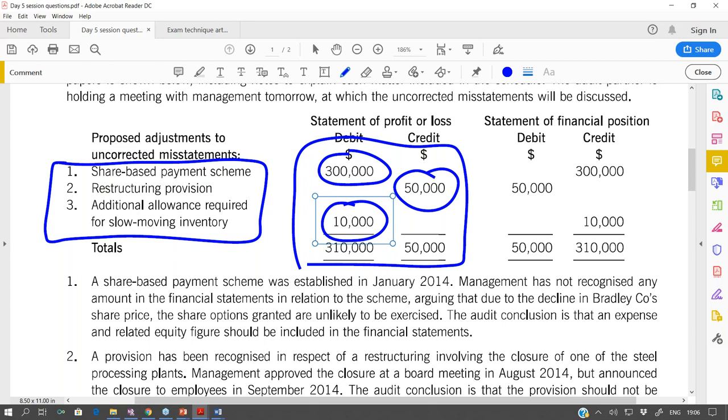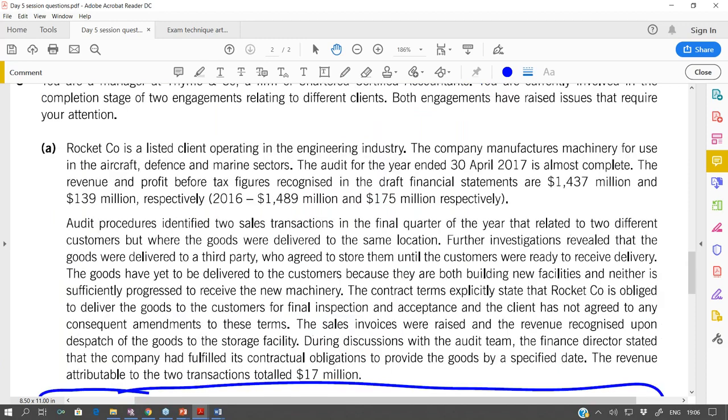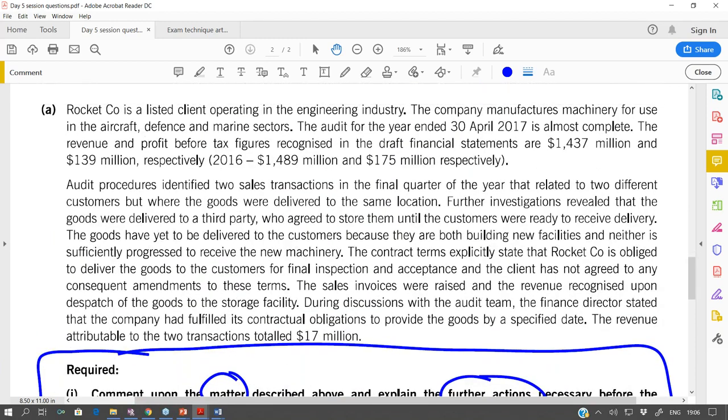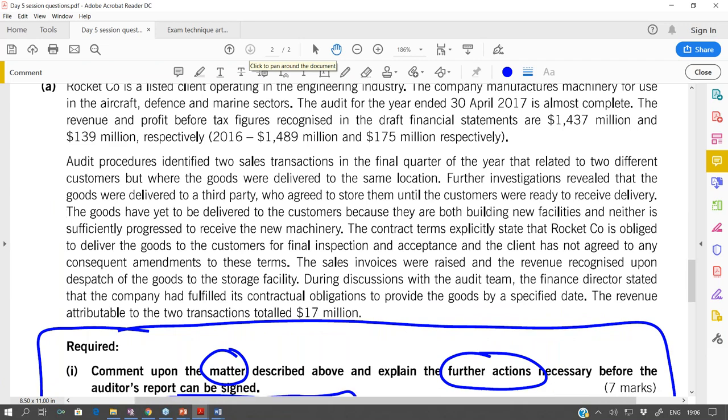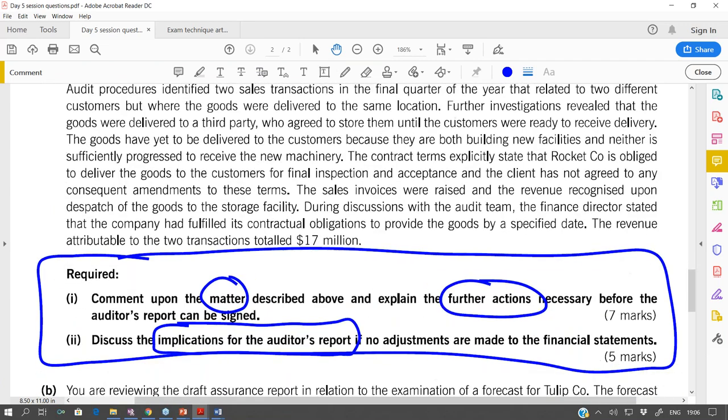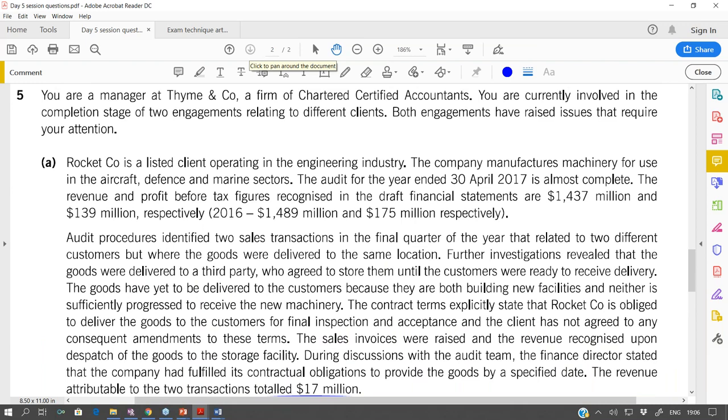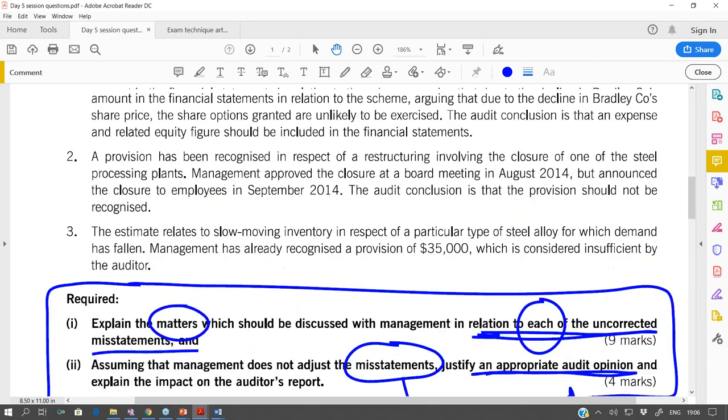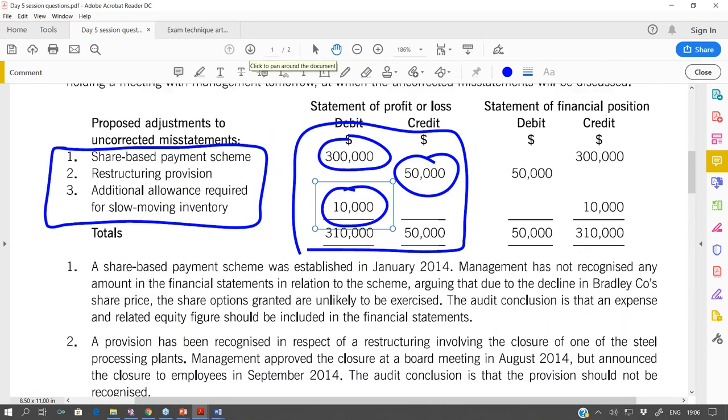Right? In the last question I was showing you, which was June 17, when the examiner is saying comment on the matters described above and the further actions, there was only one misstatement. So when a question only has a single misstatement, I cannot do the aggregation, right? But if a question has three misstatements like this, should I be doing aggregation in the exam paper? So the June 17 has a single misstatement, and the December 14 has three misstatements. Can you feel the difference between the two questions?